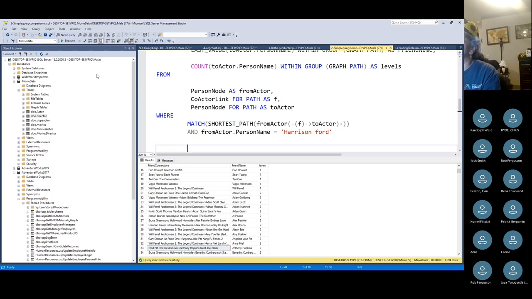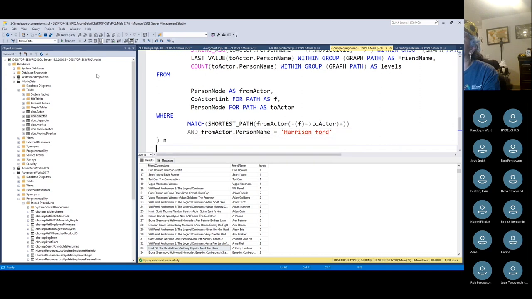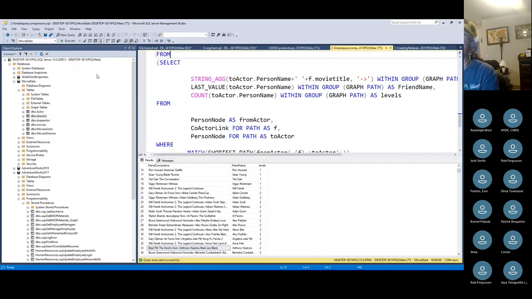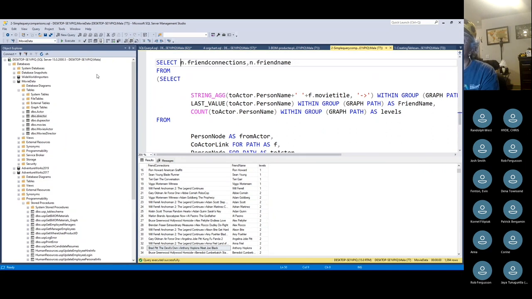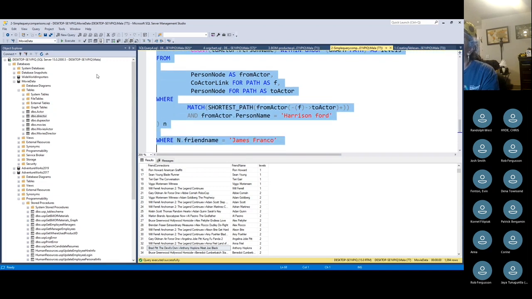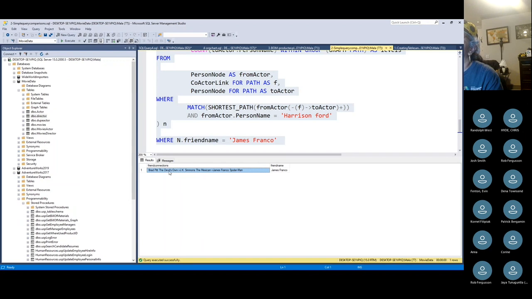And it helps you understand specifics. So if you want to get to two specific people, you can just do a subquery of the same thing. You want to know how person A and person B are connected, or if they are connected. So I want to know if James Franco has any connection at all to Harrison Ford. So I run a query like this. Then it tells me basically no direct connection. So there are three hops away.